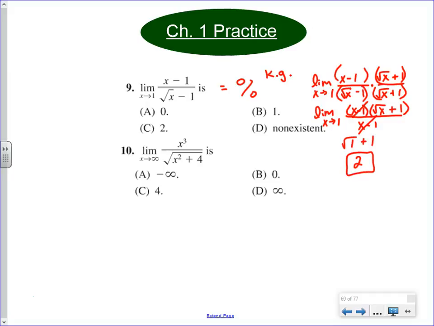Last but not least, we have 10 seconds and we can do it. Who wins? Top wins. Check the sign. Infinity cubed over infinity squared plus 4. Top wins. It's infinity. Positive or negative? Positive.